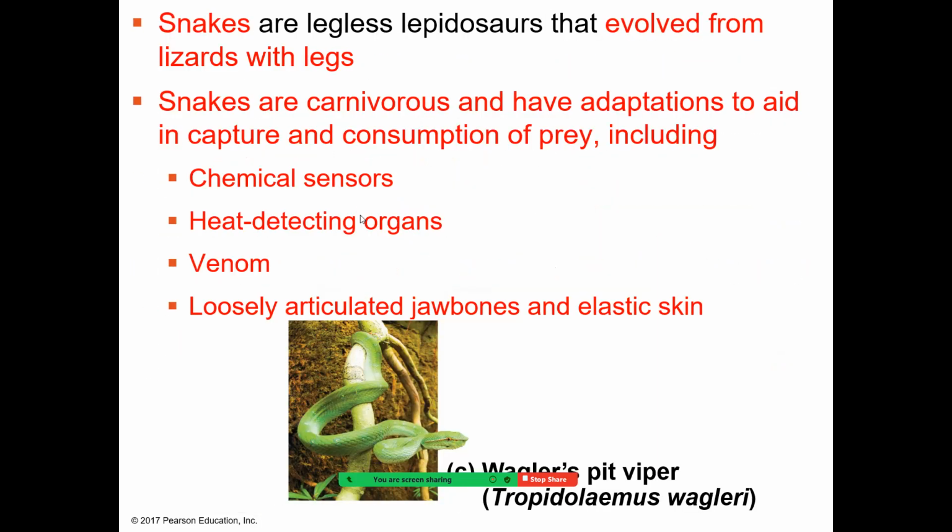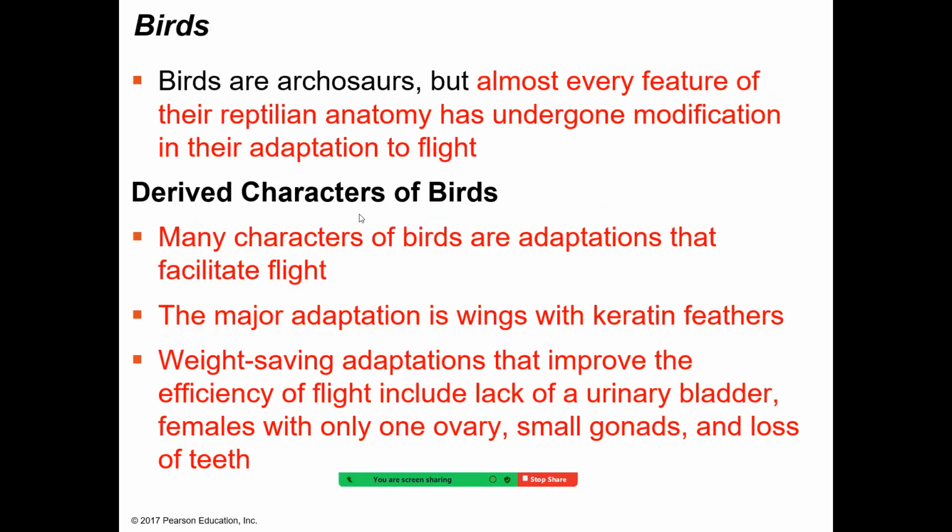All right, so let's go back to our birds. Here we go. So some derived characters of birds. Remember, a derived character versus an ancestral character. Derived characters are the new characters that this group has acquired to allow them to differentiate from other clades or groups. Many of these derived characters are adaptations that have helped to facilitate flight.